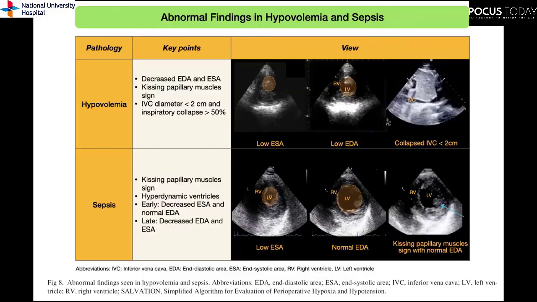The next slide summarizes the findings in hypovolemia compared to low afterload. Both conditions are associated with a kissing ventricle, however in hypovolemia, the end diastolic volume is reduced. In afterload reduction, the end diastolic volume is initially normal, and only becomes reduced in advanced stages of low afterload.